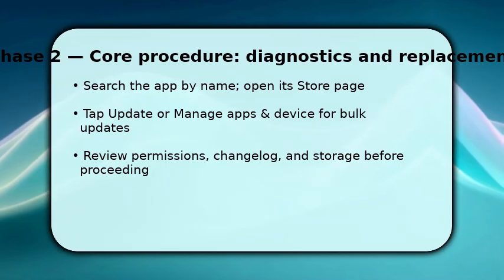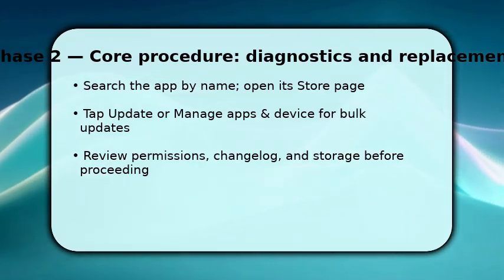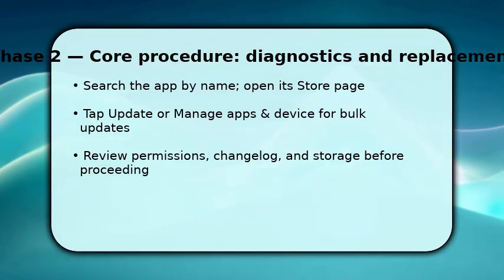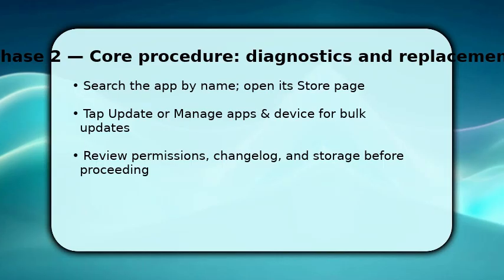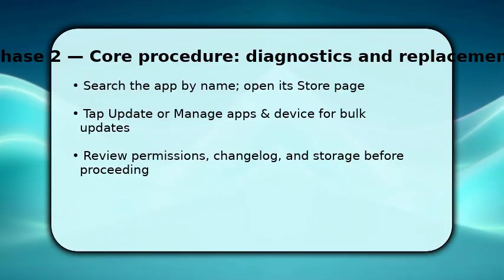Review requested permissions and the size in storage to ensure you have room. This reduces failed installs. If an update is large, prefer Wi-Fi. If you need a specific version, disable auto updates for that app to prevent automatic overwrites.